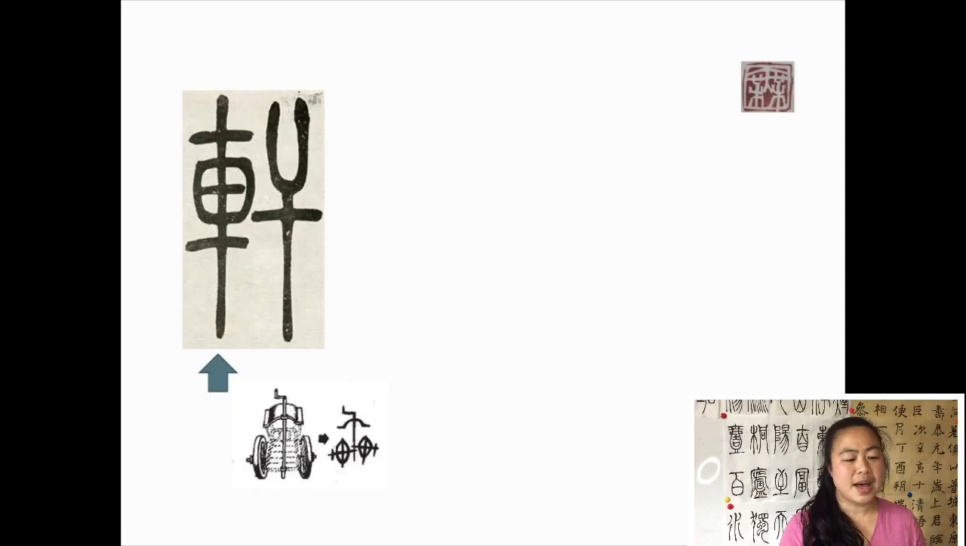The right part actually is the pronunciation part of this character. But the pronunciation is completely changed in the history, in the development. So now we only know this is combined with the left meaning part and the right pronunciation part. But the pronunciation is not completely the same as the right part. Okay, then from this one, it comes to this.